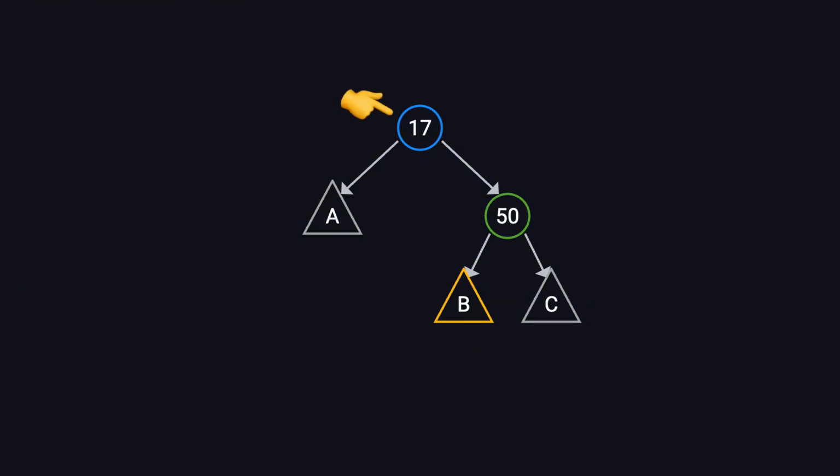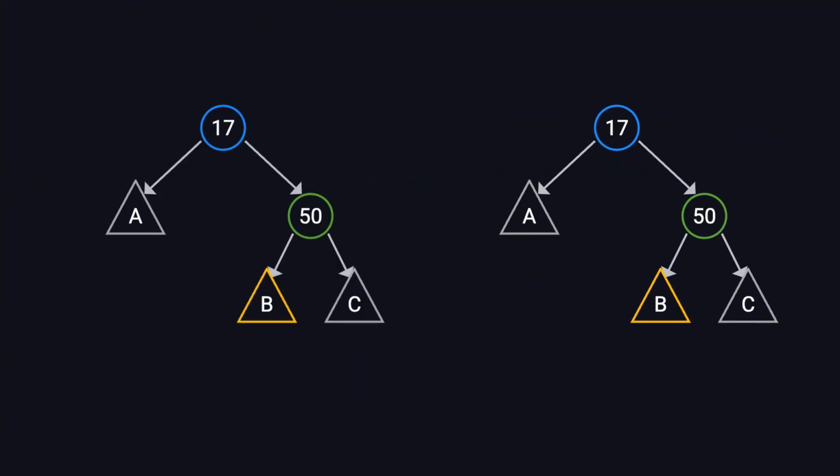Imagine we have a tree where the root node is 17. Node 17 has a left child, which we'll call A, and a right child, 50. Node 50, in turn, has two children, B on the left and C on the right. For simplicity, we won't focus on node colors in this demonstration. We're just looking at the structural changes during the rotation. To make it easier to compare, I'll also copy this subtree over to the left side.